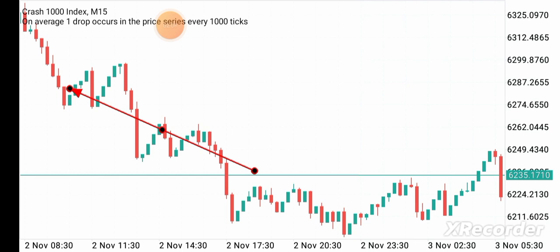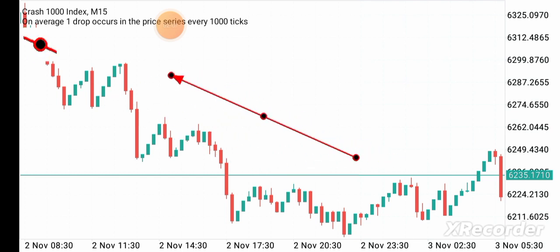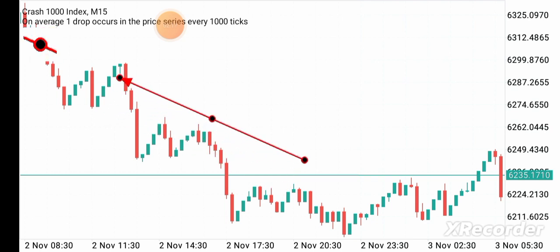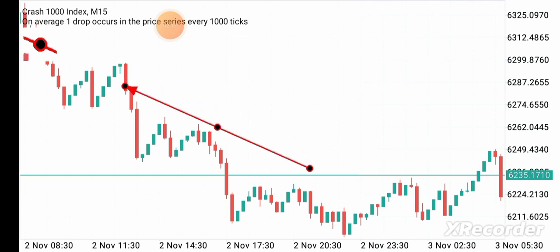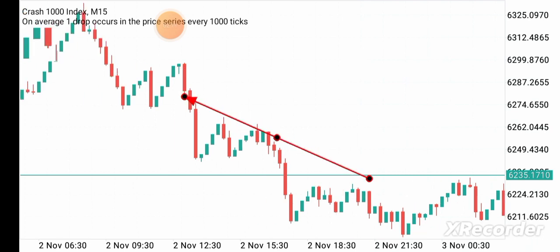Stay on this video to the end. There's something I'm going to reveal to you guys. Alright, you see this one here? Here the body is up and the wick is down. Immediately after it closed, the next candlestick was a spike.